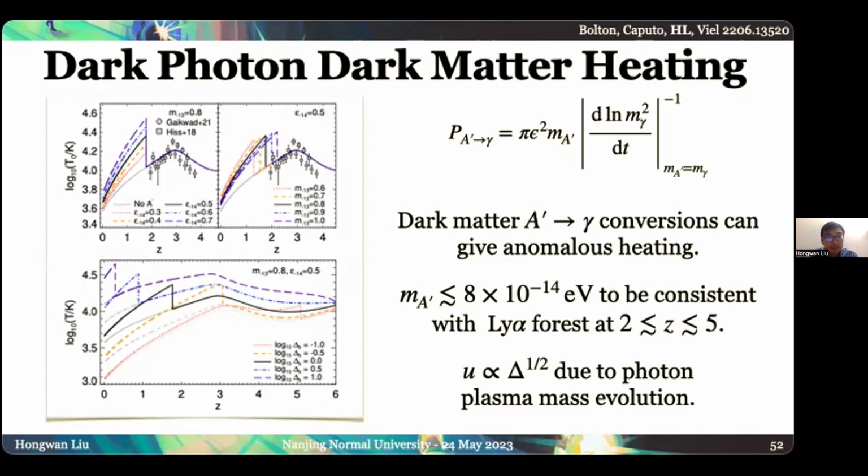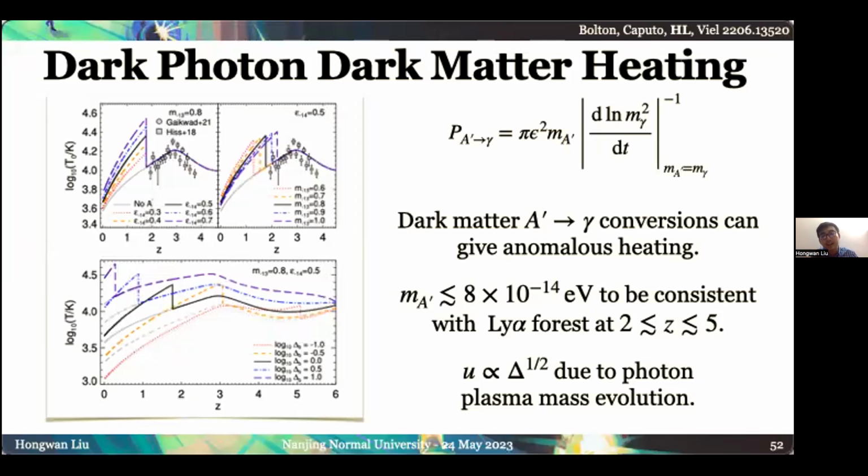The top left panel corresponds to a fixed dark photon mass and a change in the mixing parameter. And of course, what happens is that just changes how much heating you actually dump into the gas based on this resonant conversion. And another thing you can do is, instead of adjusting the mixing, you can adjust the mass. And what that controls is when the conversion happens. And so you can sort of push the conversions to be later or earlier.